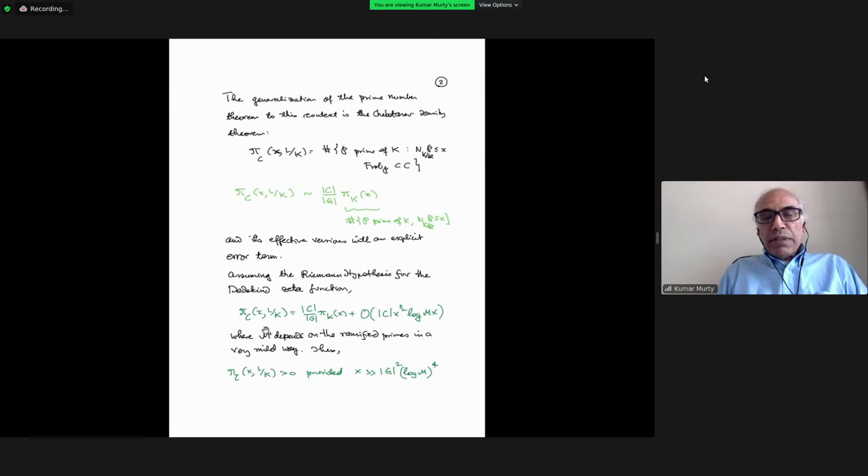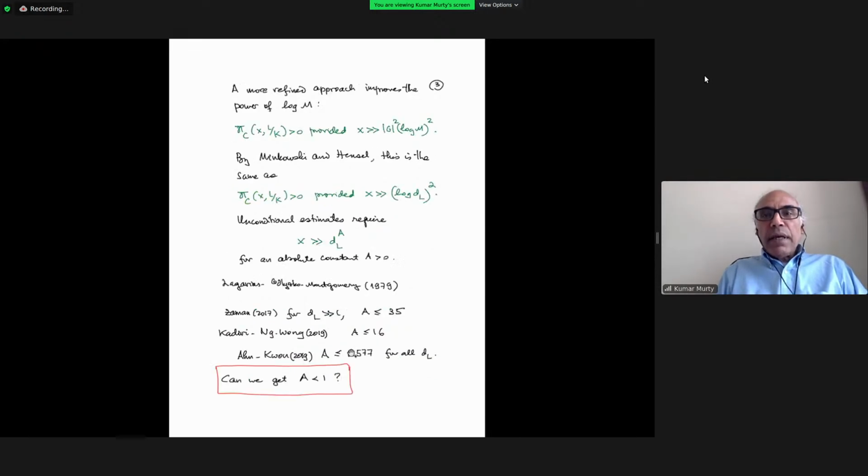And so now, if I have this asymptotic formula, then I can answer the question, when is this positive? Well, if the main term dominates the error term, then it's positive. So you look at what this is, and let's say you replace this with an x over log x, the size of the conjugacy class cancels out, and then you need that x should be bigger than the size of the group squared times log of script m to the fourth. Okay, that's just from this formula.